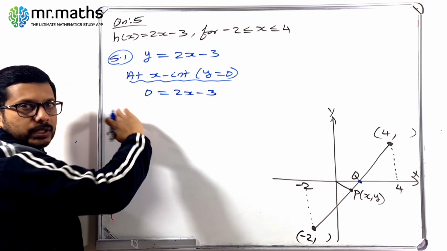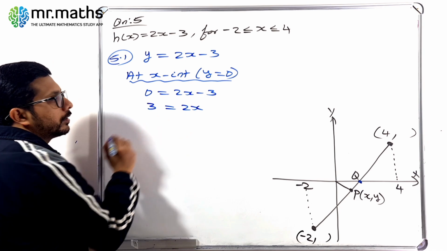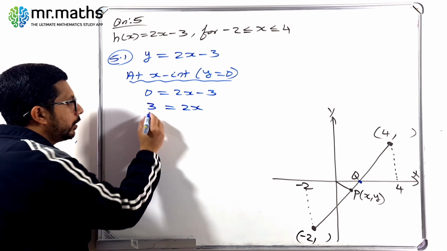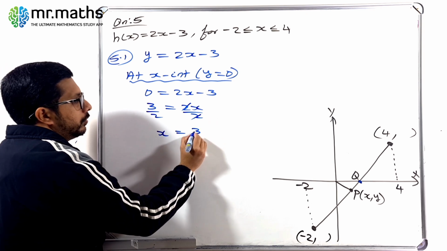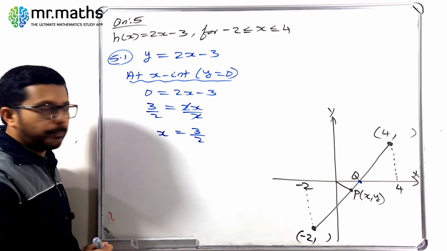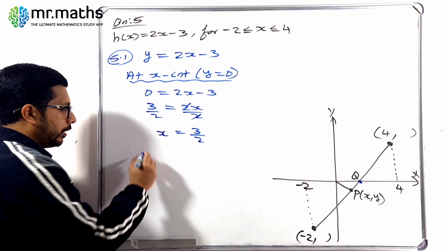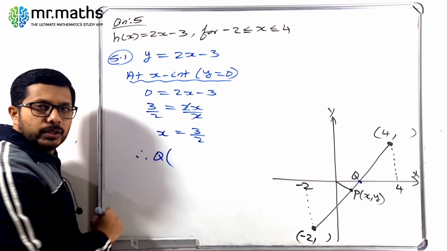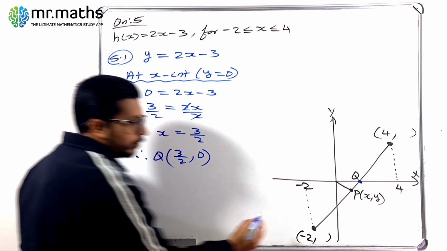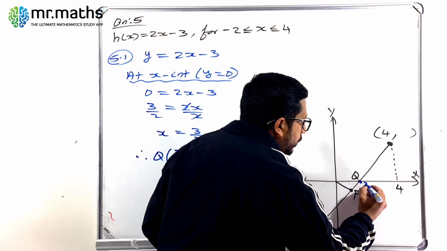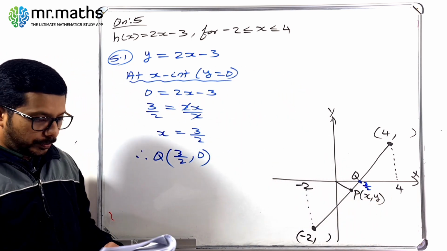Take this minus 3 to this side, so it is positive 3 is equal to 2x. What is x? Divide both sides by 2, these two cancel, so x is equal to 3 over 2. The value of x is 3 over 2, and what is the value of y? 0. Therefore, what is the coordinate of Q? Q is, x value is 3 over 2 and y value is 0. So it means that at this point it is 3 over 2. So that is question number 5.1.